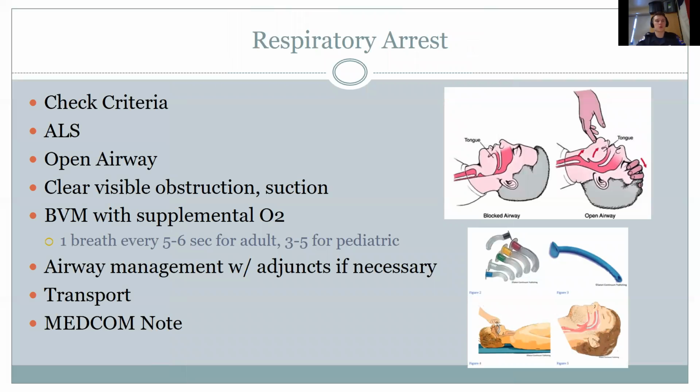So, short and sweet, respiratory arrest. Check the criteria so you know what's going on with the patient. Call for ALS, open the airway, and then clear any obstructions and suction. Those are the two steps you use to clear that airway. BVM with supplemental O2. Remember, for the O2, you go up to 25 liters per minute. One breath every 5 to 6 seconds for an adult, 3 to 5 seconds for pediatric.